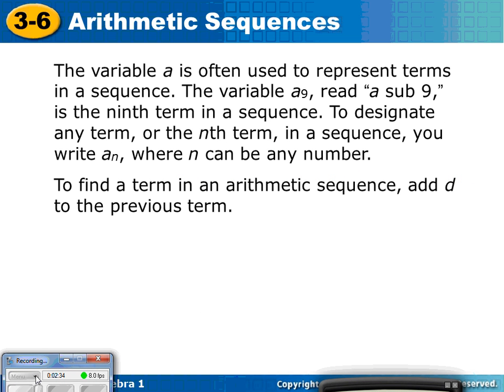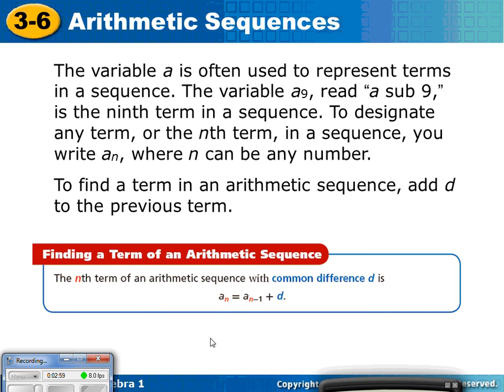The variable a is often used to represent the terms. The variable a9, we read it as a sub 9. It is the 9th term in a sequence. To designate any term, or the nth term in a sequence, you can write a sub n, where n can be any number. So the basic formula for an arithmetic sequence is a sub n equals a sub n minus 1 plus d.